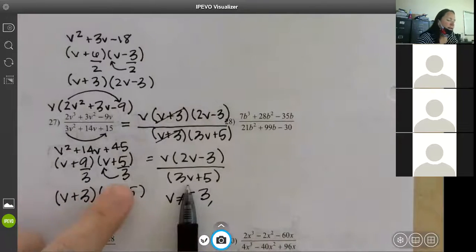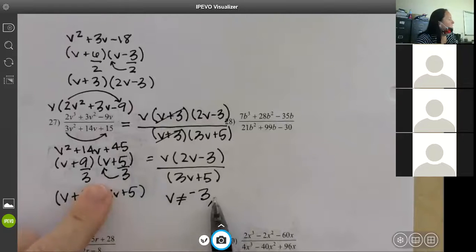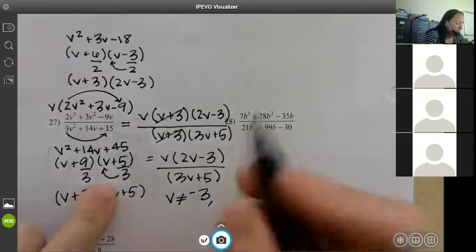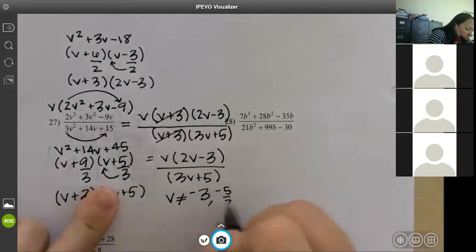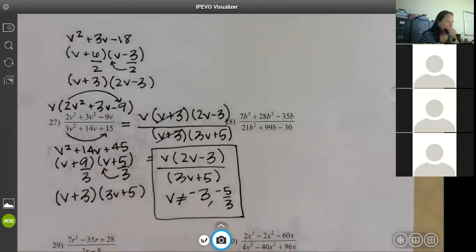And if you guys will go back over here, remember we made it 3v plus 5. We have a positive 5/3. So our vertical asymptote is going to be where? Negative 5/3. So this is your full final answer. Do I need to do another slide and divide, or are y'all okay? Okay, look at 28.